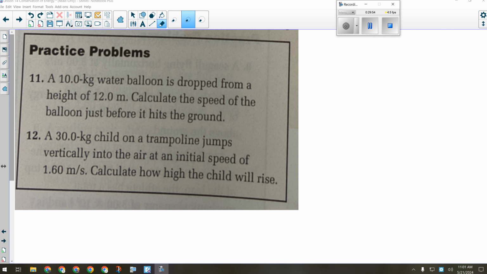All right, so on number 12, a 30-kilogram child on a trampoline jumps vertically into the air at an initial speed of 1.6. Calculate how high the child will rise. Am I given any forces? So no work is being done here, right? So I can assume that the energy the child has when they leave the trampoline, which is like the ground, will be equal to the energy they will have at their highest point. Those are the two positions I'm being asked about.